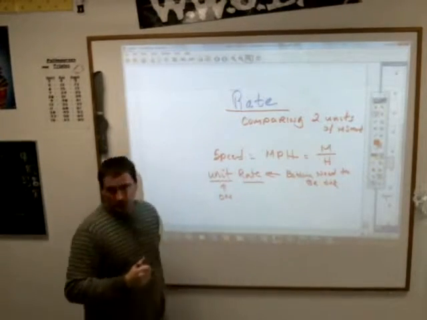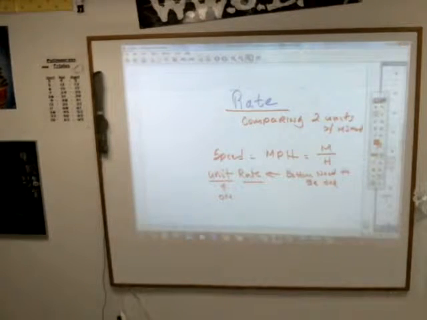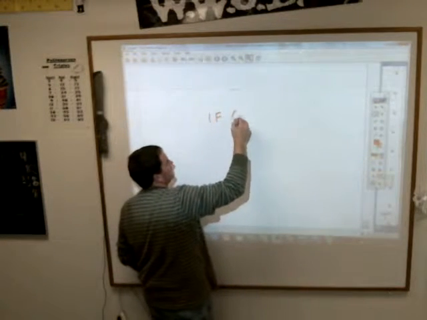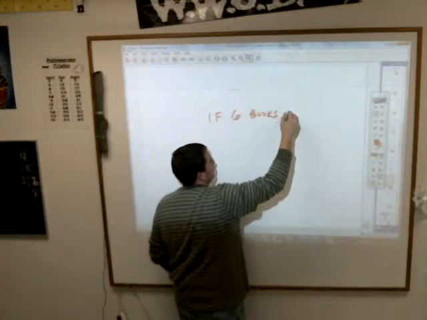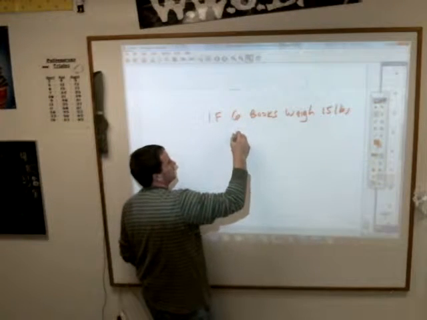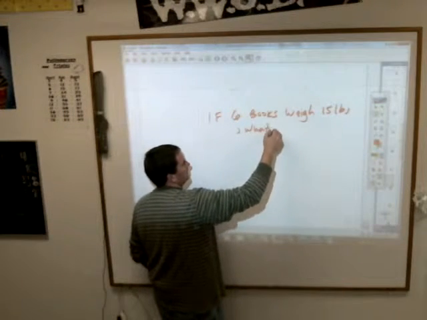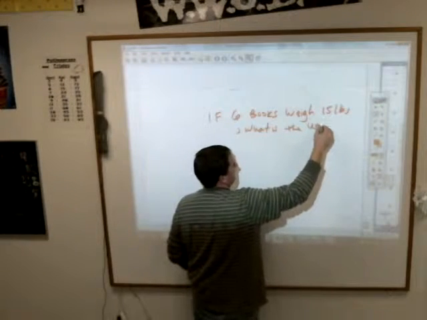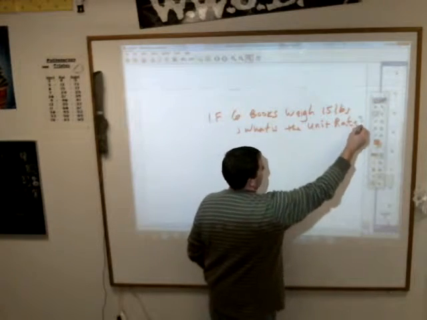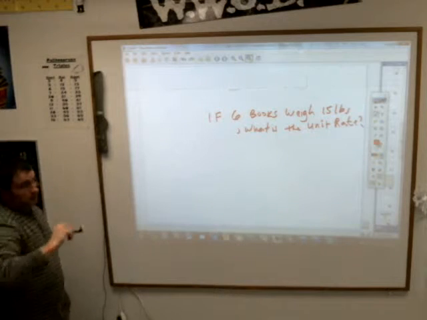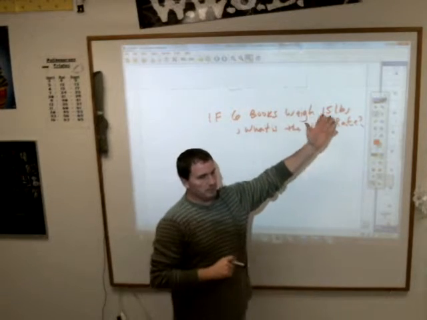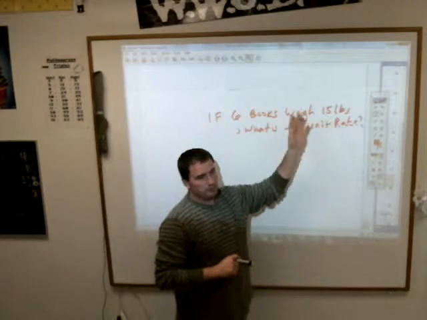For example, let me give you an example of that. If 6 books weigh 15 pounds, what is the unit rate? Now, here's where you have to ask yourself, because I've got two different things here, right? I'm comparing books to pounds, or books to weight.